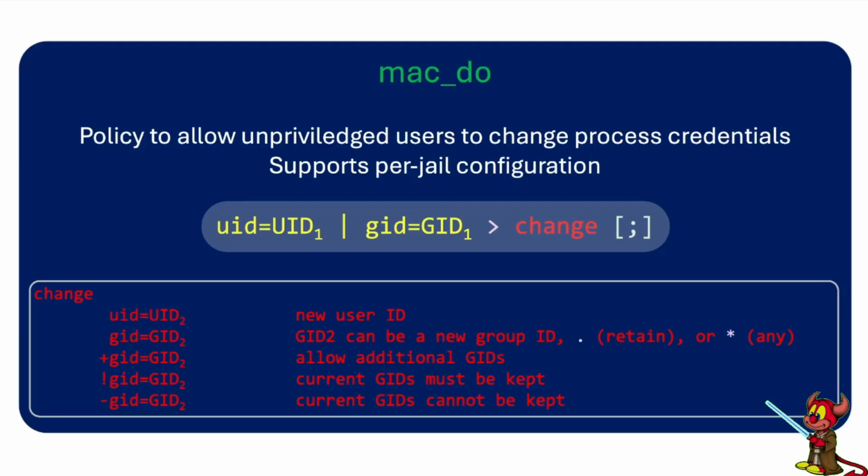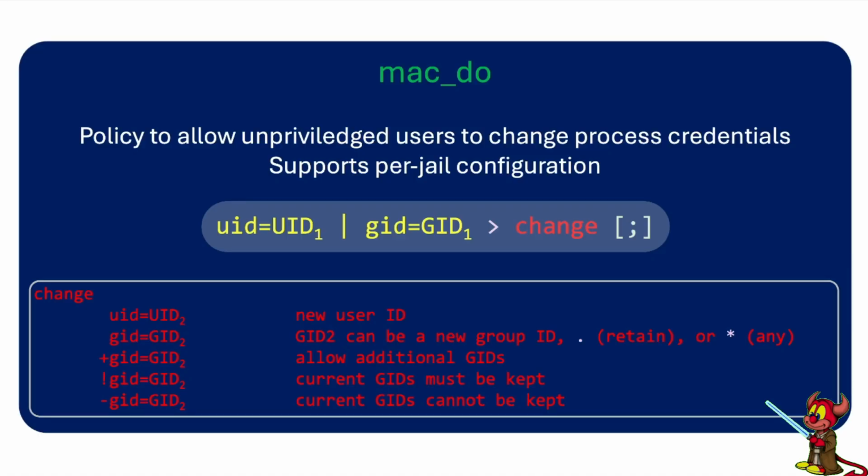In this video I would like to give an overview of the mac_do policy and mdo in FreeBSD. Okay, let's do this. We first start with the mac_do policy. The mac_do policy is a policy that allows unprivileged users to change process credentials. It supports per-jail configuration. The overall effect is similar to sudo or doas.